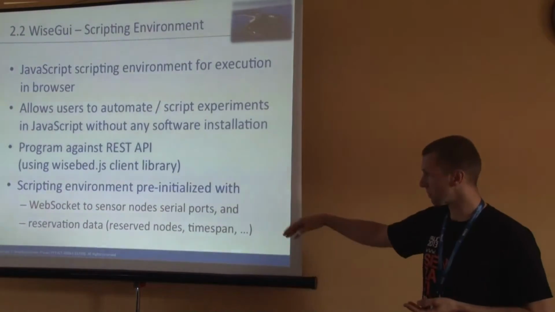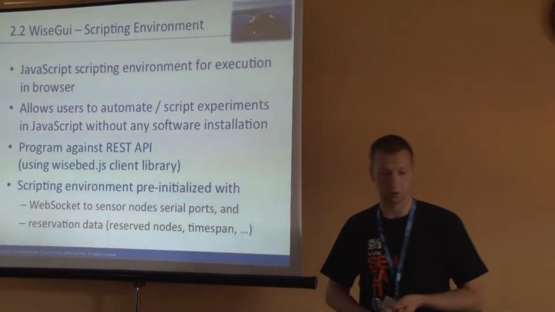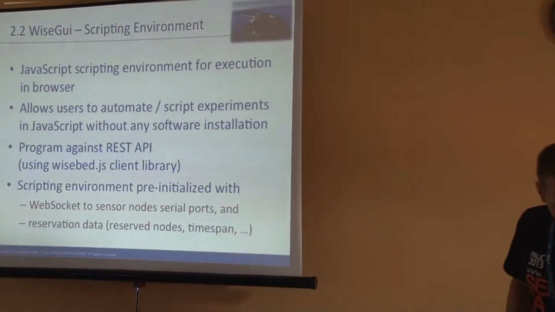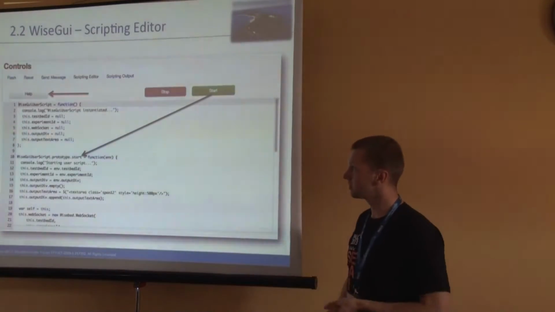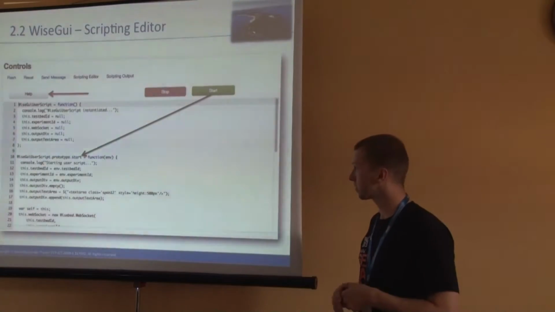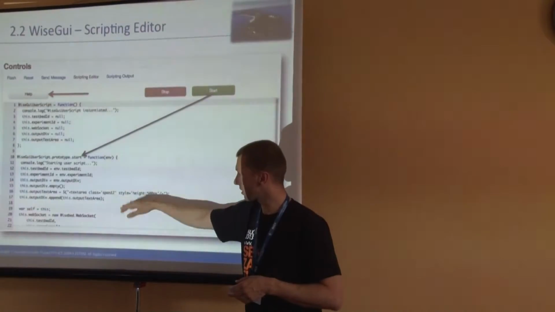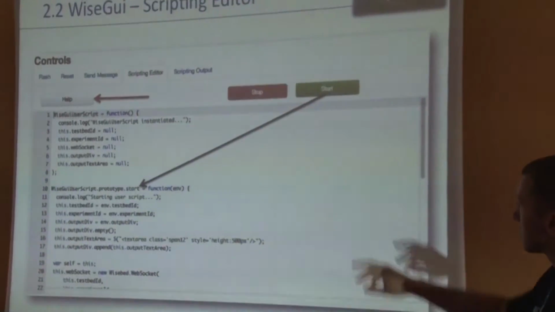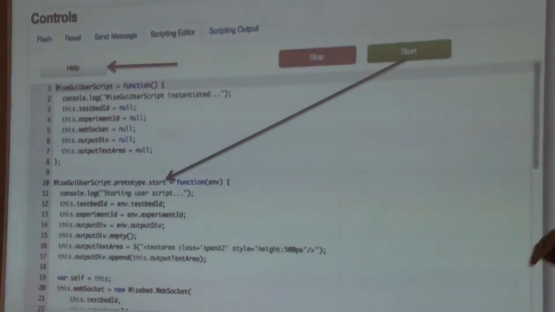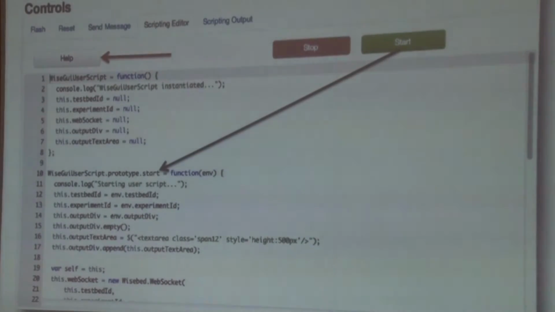And also you have some metadata about the reservation that is currently going on available as JavaScript objects to interact with. If you write that kind of script, you will basically have to follow that skeleton, which is available to you as soon as you go to the website. You have some lifecycle hook methods, the start method, and there's also a stop method. And as soon as you're done typing your script, you can just press the start button and the execution of the script will begin. And you can start to interact with it.